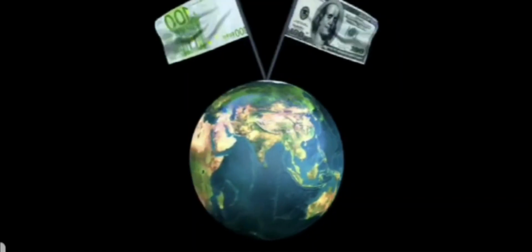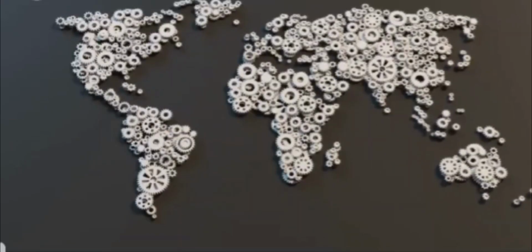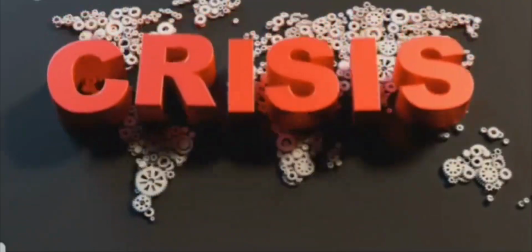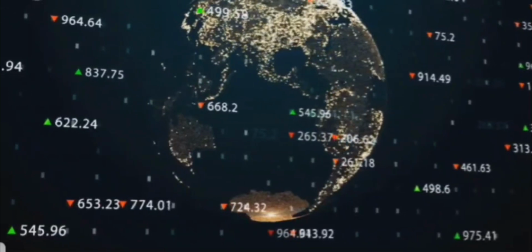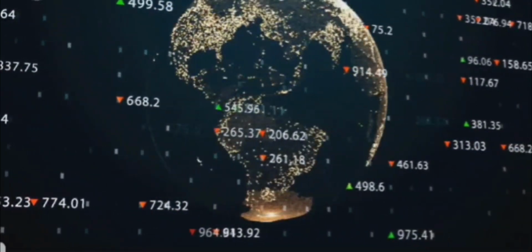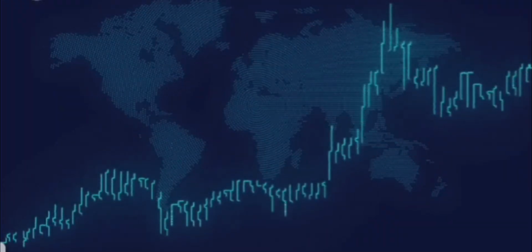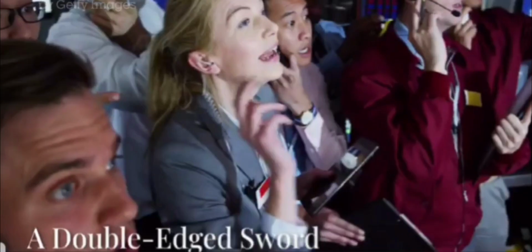Many developing countries hold debt denominated in U.S. dollars. A stronger dollar makes it more expensive for these countries to service their debt. This can lead to financial strain and even debt crises in vulnerable economies. In conclusion, the interconnectedness of global financial markets means that a U.S. recession can have far-reaching consequences. Currency fluctuations, capital flight, and financial instability are just some of the challenges faced by countries worldwide.